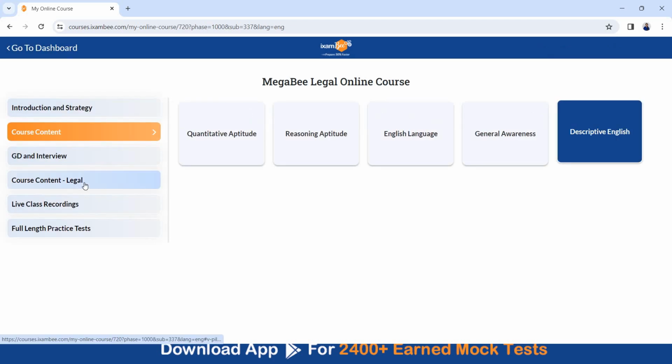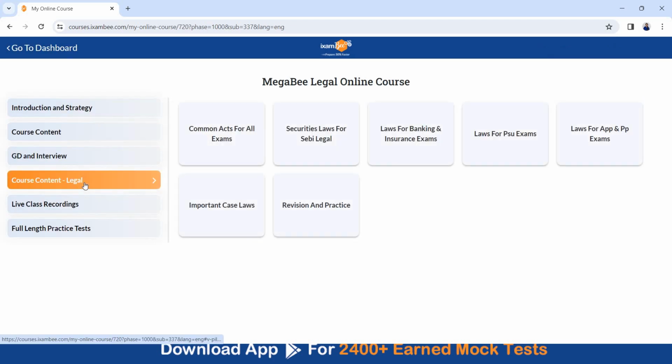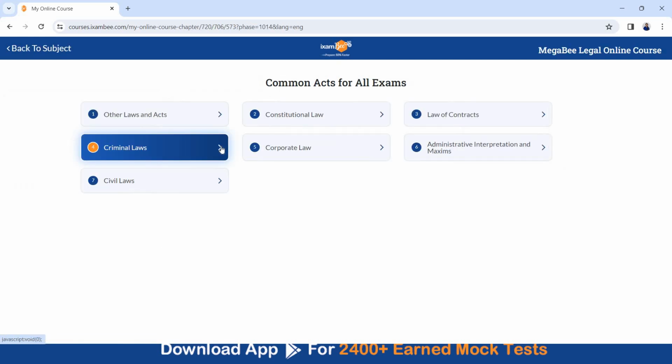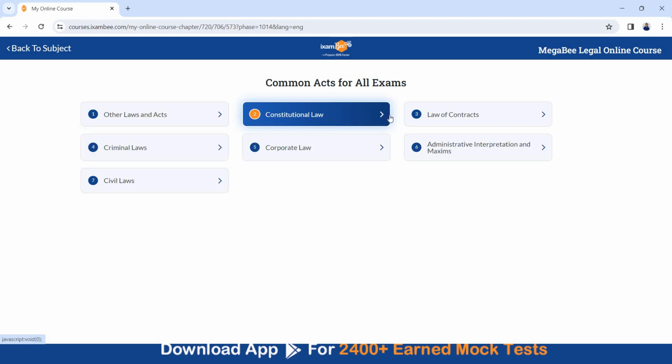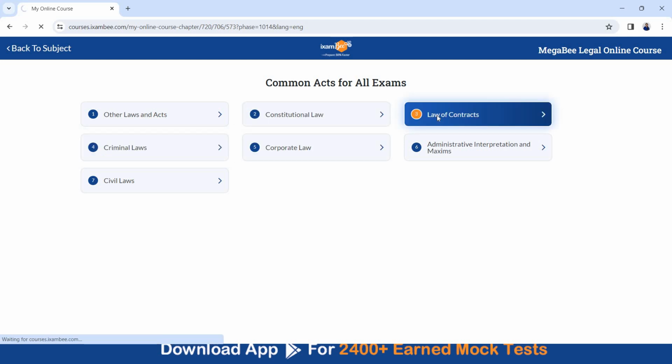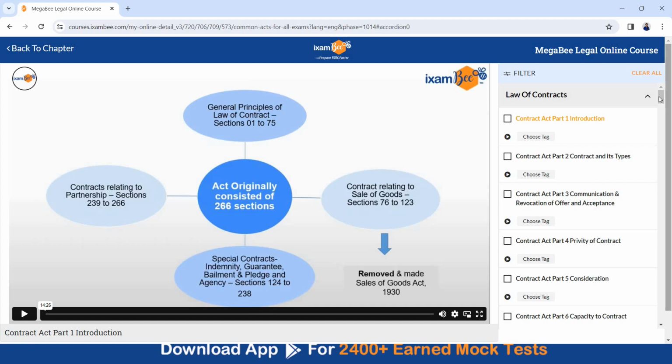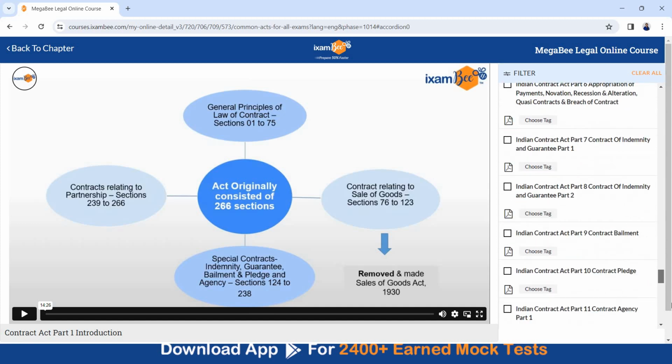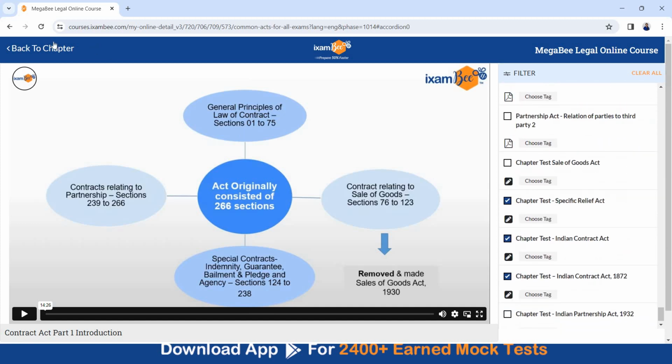Now coming to your legal part. In legal, a lot of acts are common. Here common acts for all exams are given. These are all the common acts. Constitutional law is common. Then in law of contracts, you have the Contract Act, Specific Relief Act, Sale of Goods Act and Partnership Act. These are mostly common for all the exams.